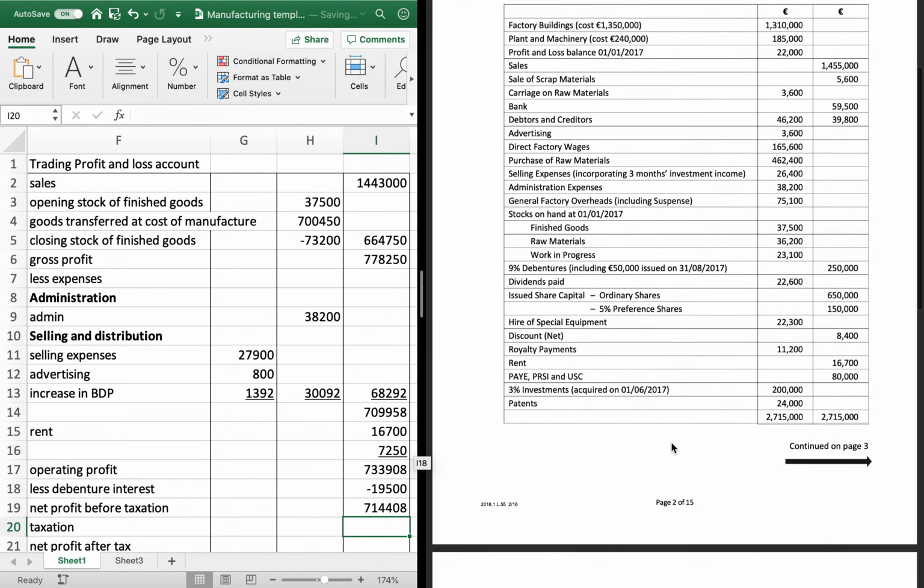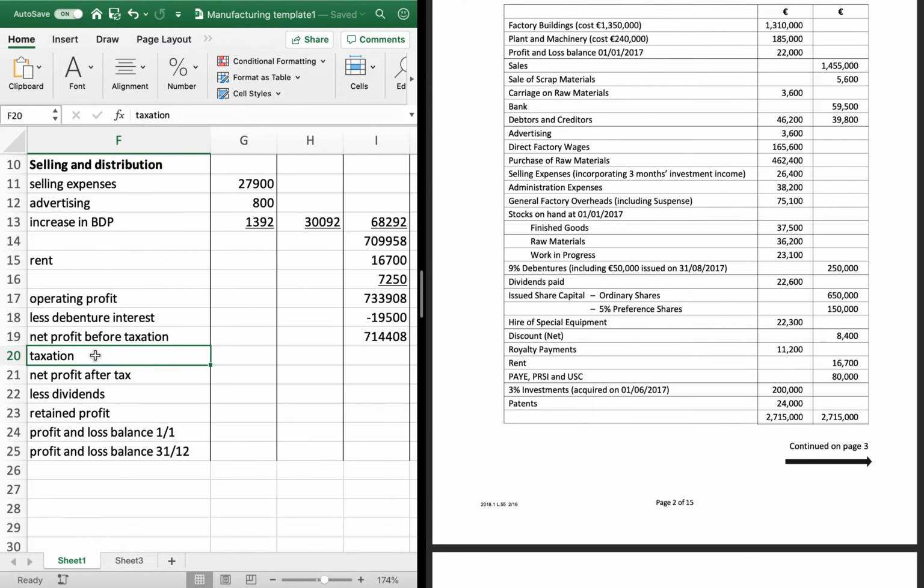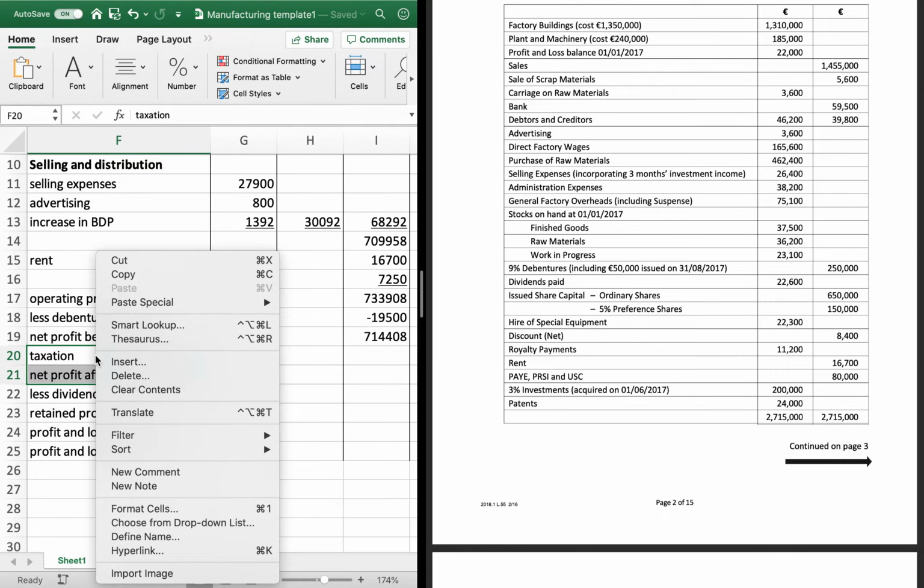Now, I have a feeling this is a sole trader in the manufacturer. Well, it says he's a company. It doesn't tell us anything about the taxation. So we can leave out profit before tax, profit after tax. They can disappear.